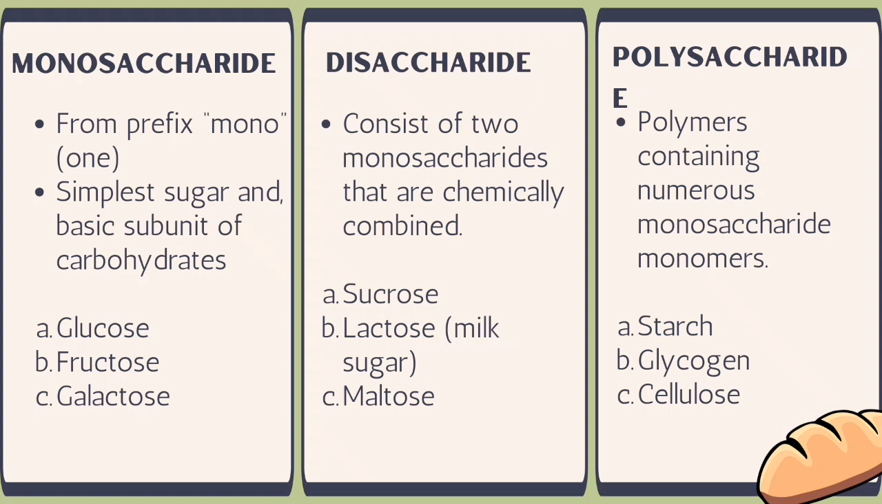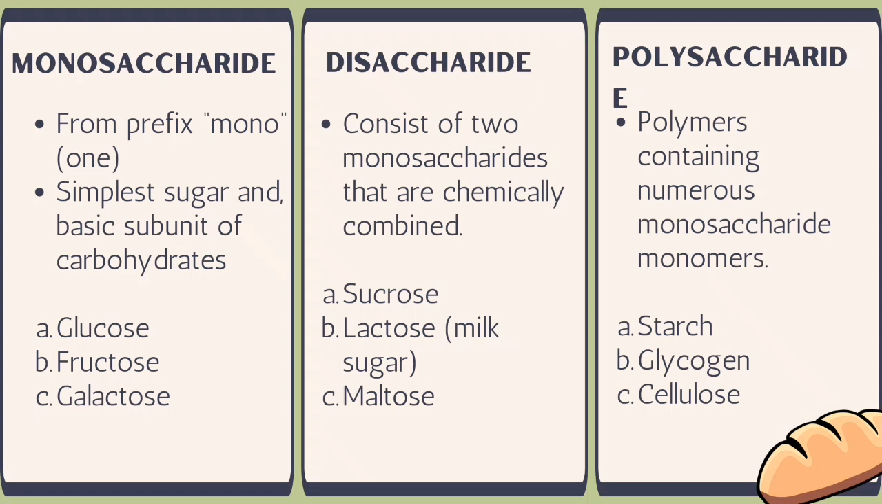The second classification of carbohydrates is disaccharide. It consists of two monosaccharides that are chemically combined. Disaccharide is also used to sweeten our coffee, which is commonly known as the sugar or sucrose. Sucrose is the product if you add the fructose and the glucose. Next is the lactose or milk sugar. It is a product of galactose plus glucose. Lastly is the maltose or malt sugar. It is the product if you add 2 glucose.